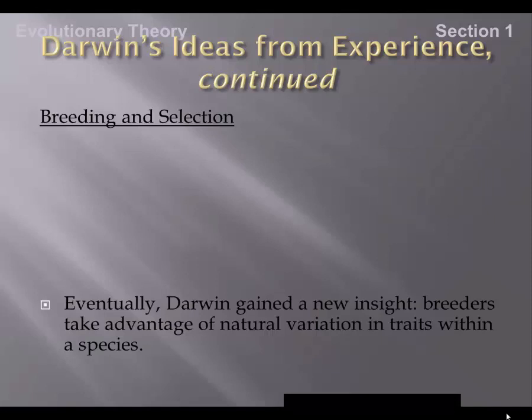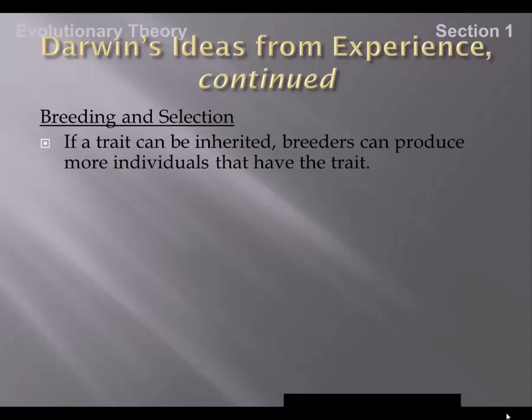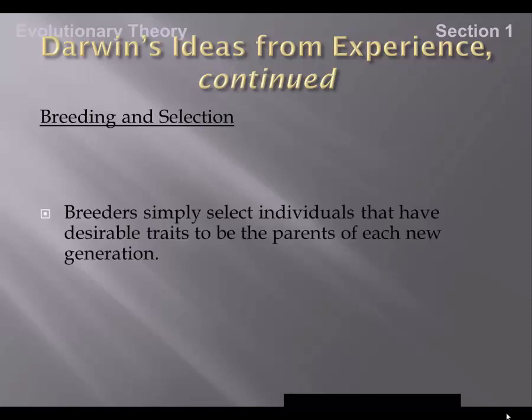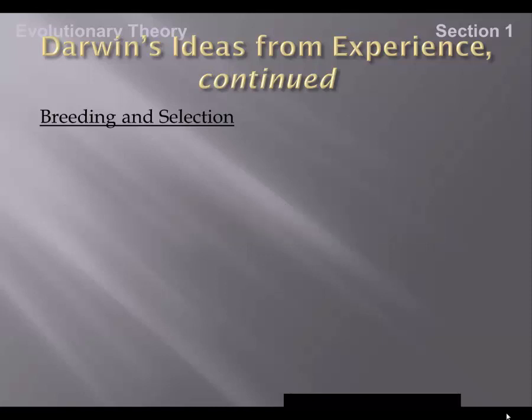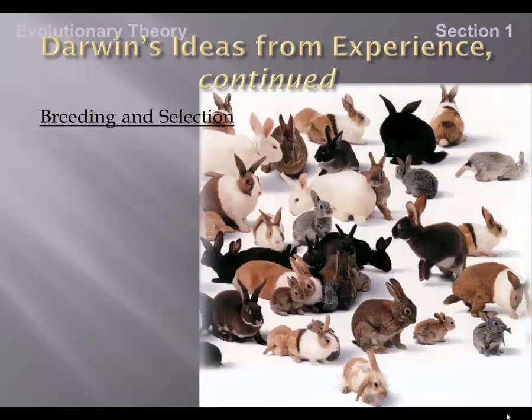So eventually Darwin gained new insight. Breeders take advantage of natural variation in traits within a species. So if a trait can be inherited, breeders can produce more individuals that have the trait. Breeders simply select individuals that have desired traits to be the parents, and then each new generation will end up with those traits. He called this process artificial selection. And so it was selection that is done by humans, not by the natural environment.